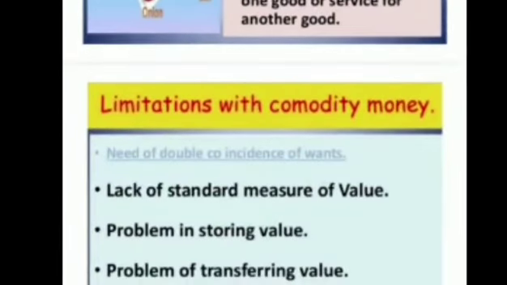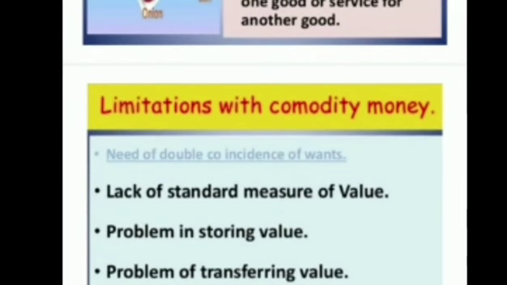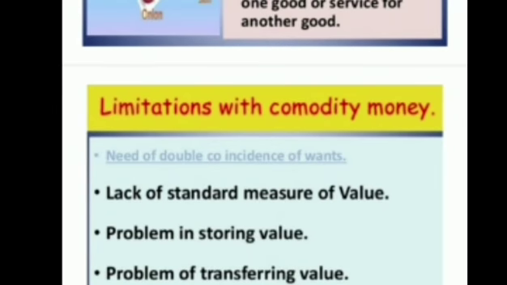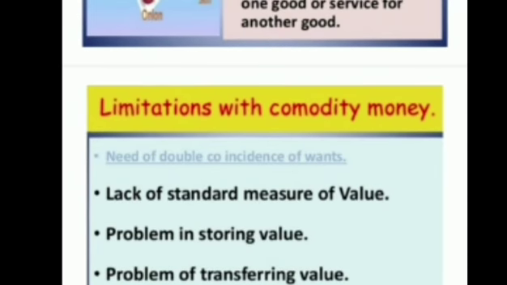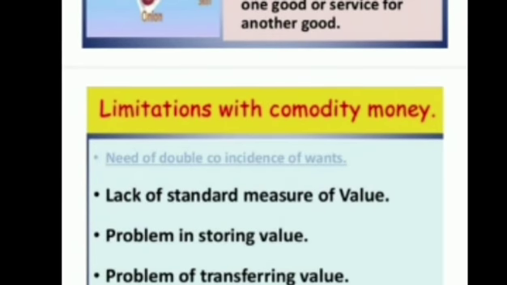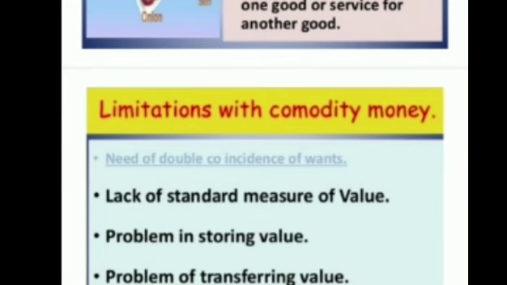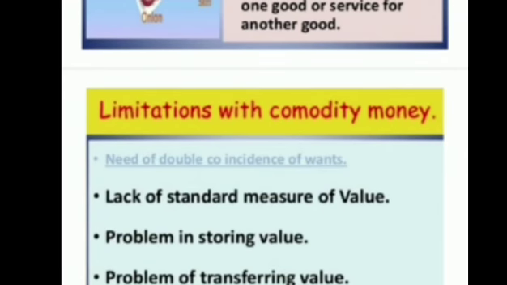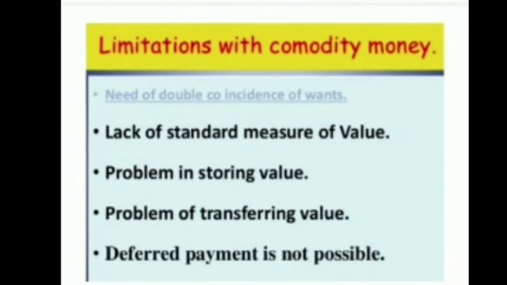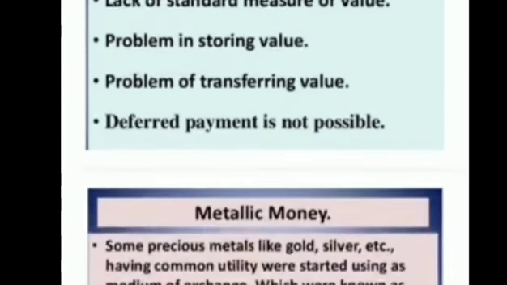So the limitation with commodity money is the lack of a standard measure of value. You cannot measure the value of a ship with a kilo of rice. There is a problem in storing value, a problem of transferring value, and deferred payment is not possible. Suppose you are purchasing something, at the same time you have to give the exchange product, but in the barter system it is not always possible.